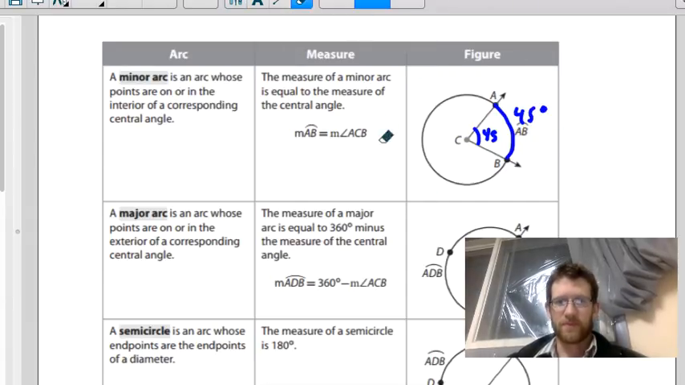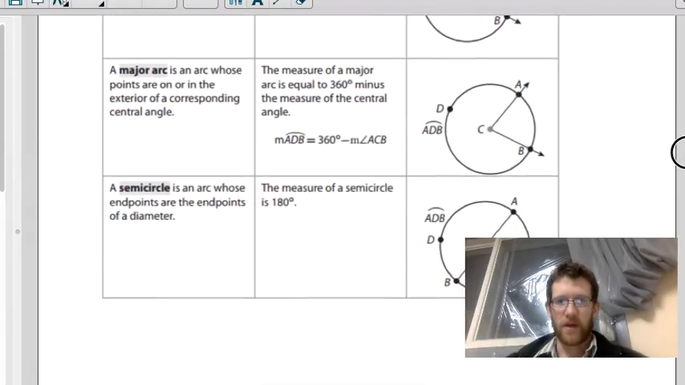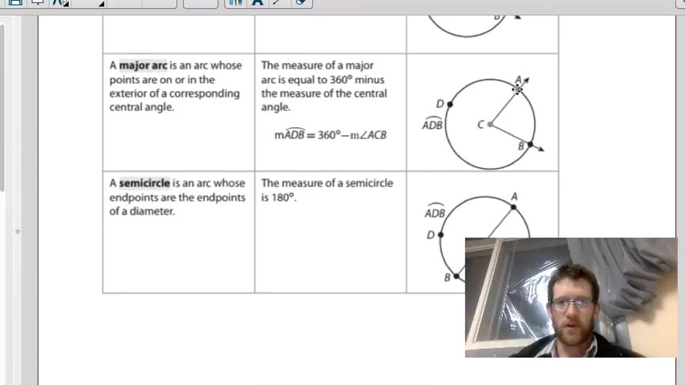Major arcs, however, are going to be greater than 180 degrees. And so in order to denote that we're going the long way around, we need another point. We can't just say we're going from A to B, because then we'll just take the short way. So we have to say we go from A to D to B, and that denotes a major arc.